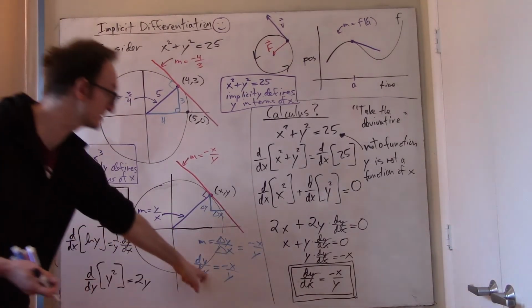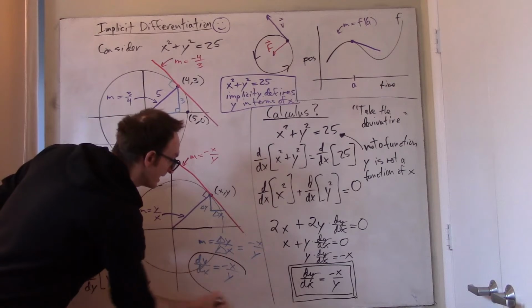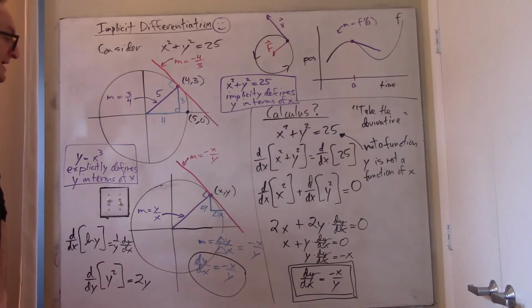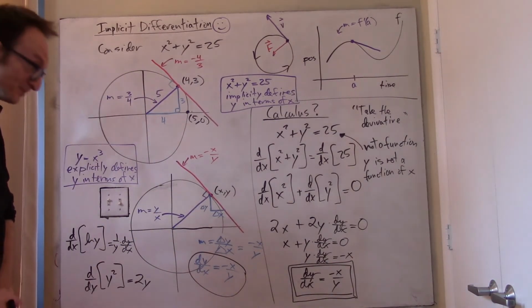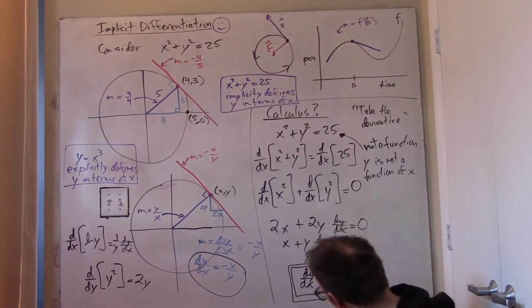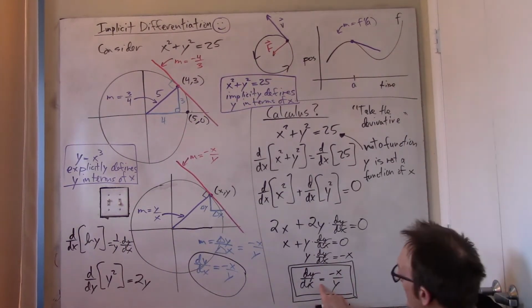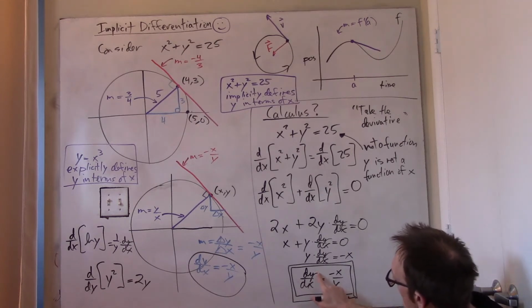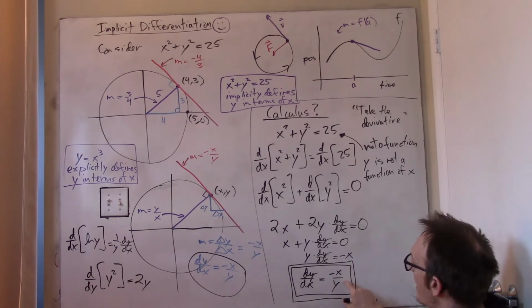And of course, this is exactly the formula that we got over here when we did it just using geometry. Okay, and I just have one final thing to say. What is this? You should think of this as a formula which takes as an input a point x comma y on the curve.